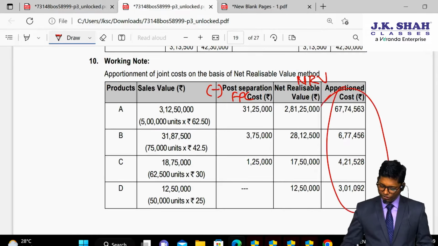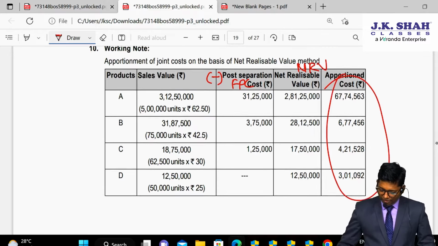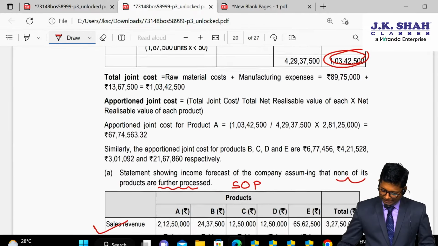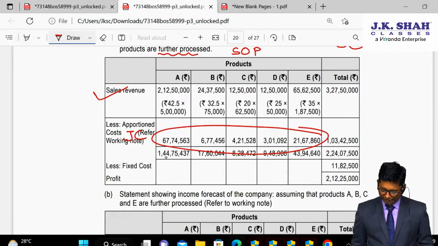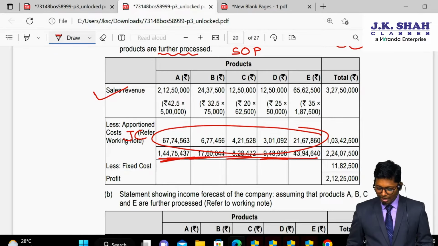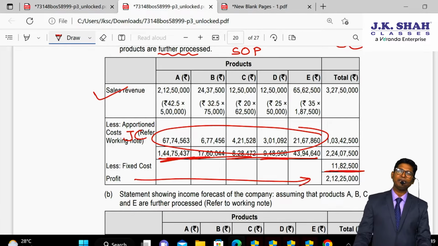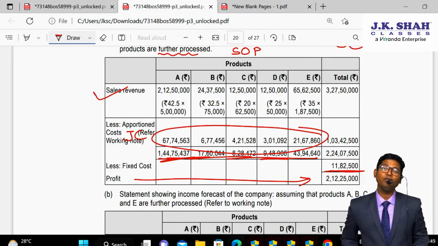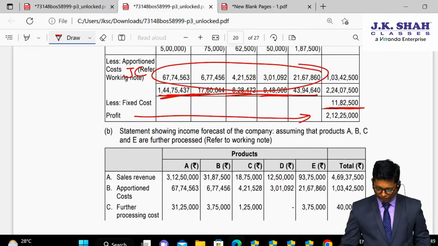See here, apportionment of joint cost is available. When you deduct this from the sales value at split off point, you will get total product wise profit, but from that profit the company's total fixed cost is deducted, and here is the company's profit, which is simply calculated based on calculator based formula and calculation.